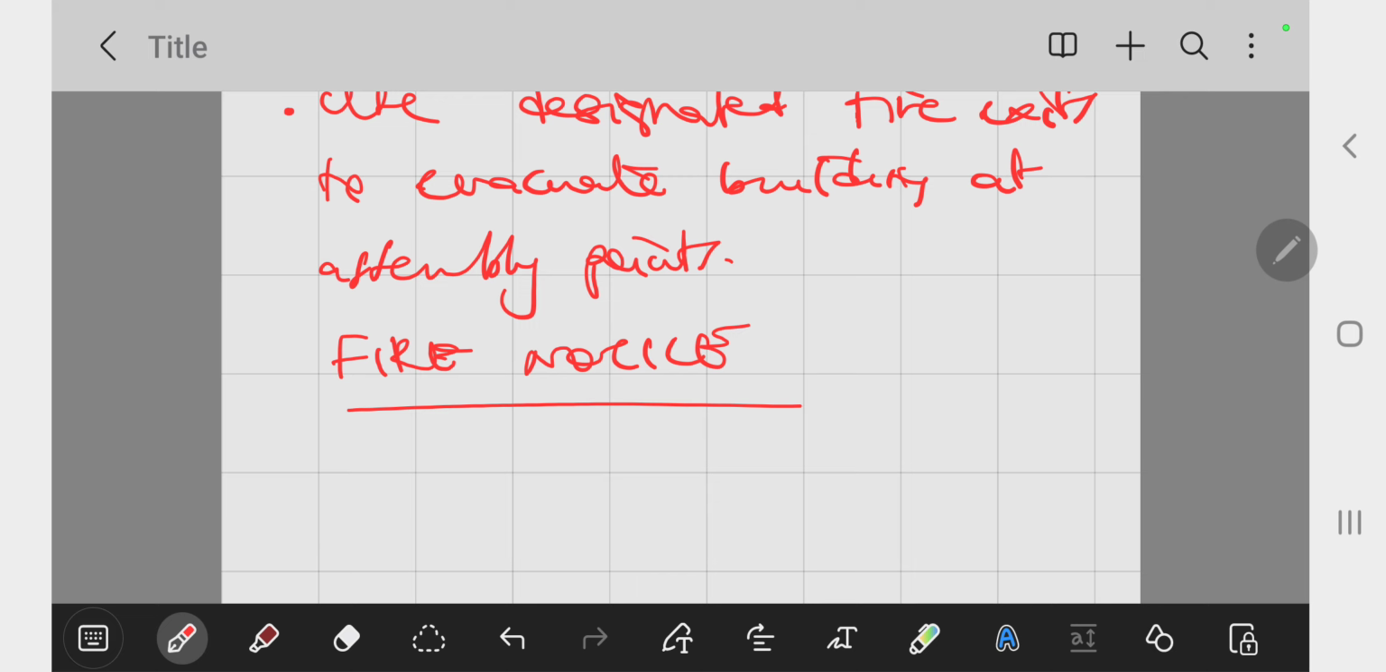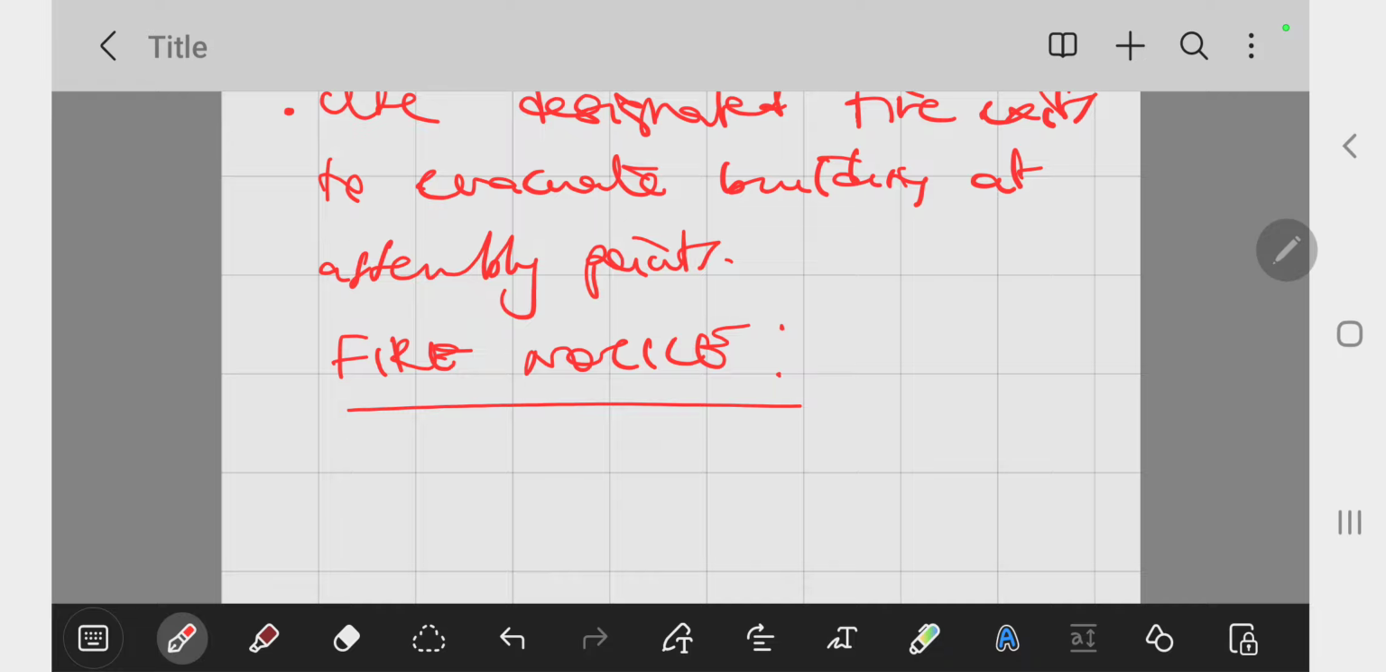If you guys want to see some pictures of how a fire notice looks like, you can look it up. But basically, that's what's found on a fire notice. So it basically provides information on how to deal with a fire, how to evacuate.